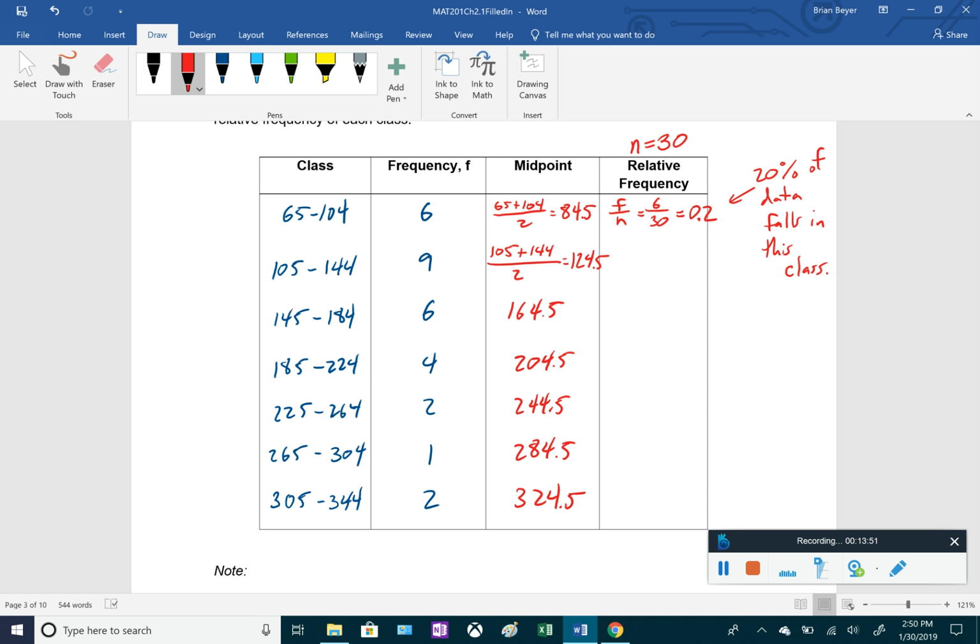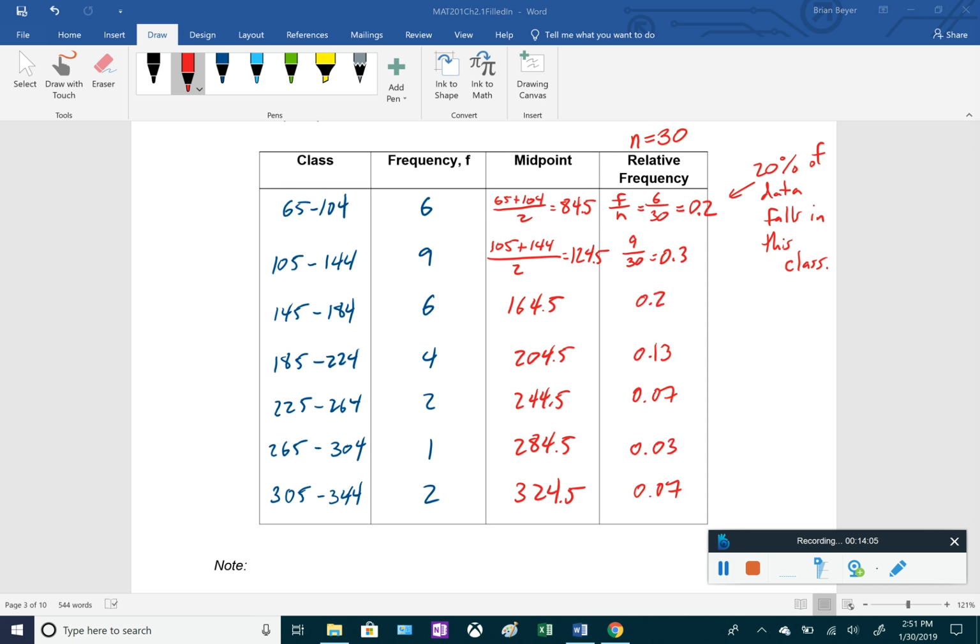So I'm going to go through and do the other ones really quickly. We have 9 over 30 for the next one, which would be 0.3, so that would represent 30%. I'll just go through and list the other ones off, and you can check those on your own. These are all of the relative frequencies for each class. Once again, go through and check to make sure that you know how to do this.